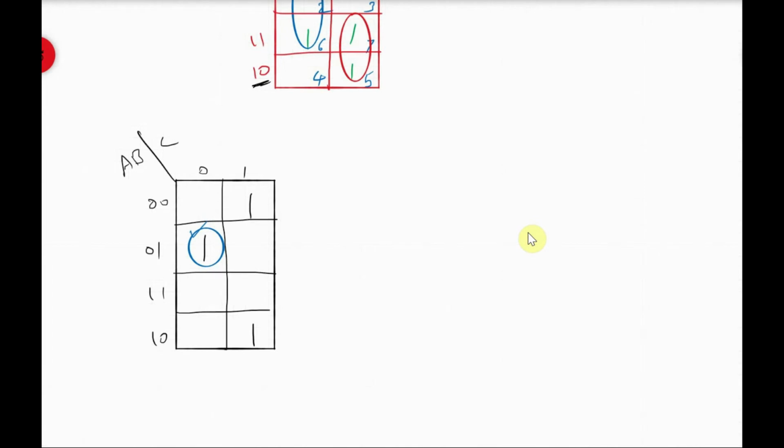Now next, the second, consider this one, whether anything is there in the adjacent cell. At the bottom there is nothing. Left side there is nothing. Top means bottom, yeah, here there is one. Therefore, this one and this one form a group.